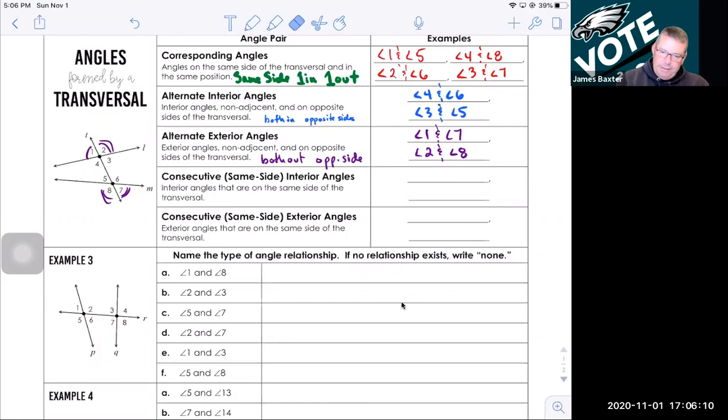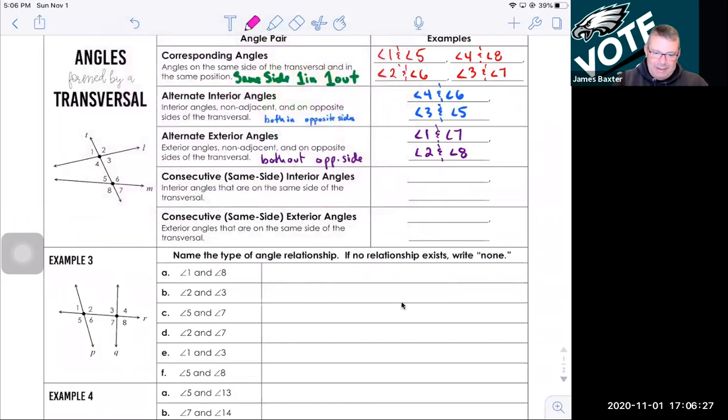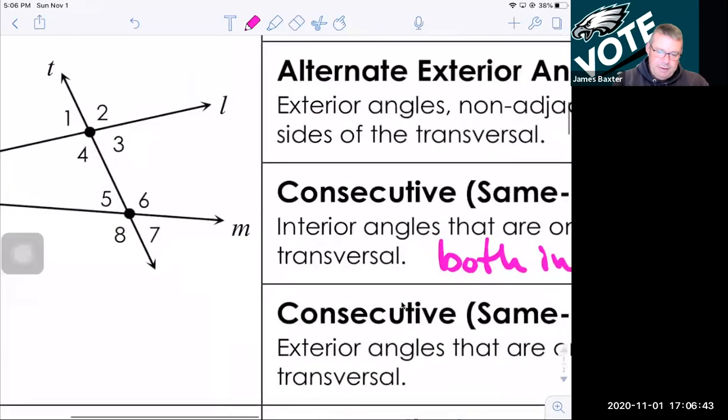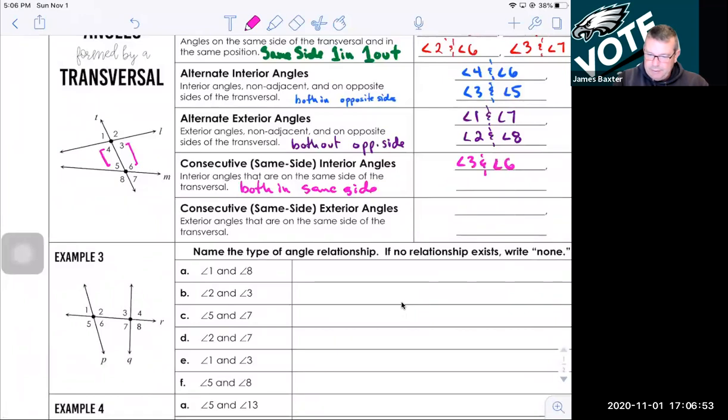Again, you can hit rewind, whatever, check it out again. The next one is consecutive same side interior angles. You'll hear them called different names, and I definitely call them consecutive interior. They are basically interior angles again that are on the same side of the transversal. So they're both in and same side. So if I zoom in here, both inside, same side. So that'd be 3 and 6 and 4 and 5. So angle 3, angle 6, angle 4, and angle 5.